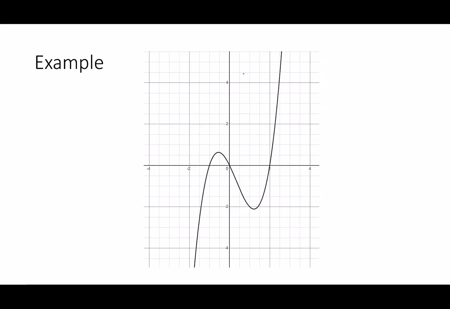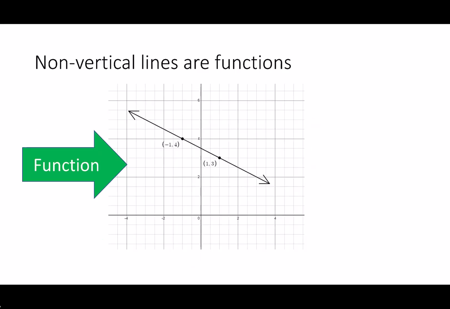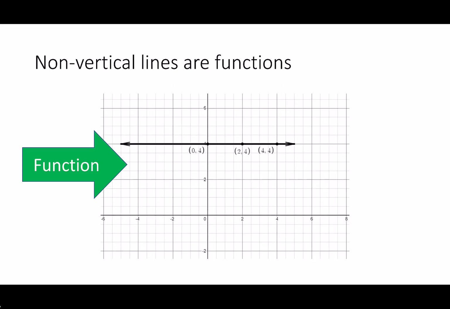Take a look at this next graph. We could try to draw many vertical lines through this graph, but it would intersect the graph in 1 point. This says this graph is a function. If we look at non-vertical lines, we'll see that they're all functions. I could draw as many vertical lines as I want, and they're each going to intersect the graph at 1 point. Even if I make this a horizontal line, we see the same thing.